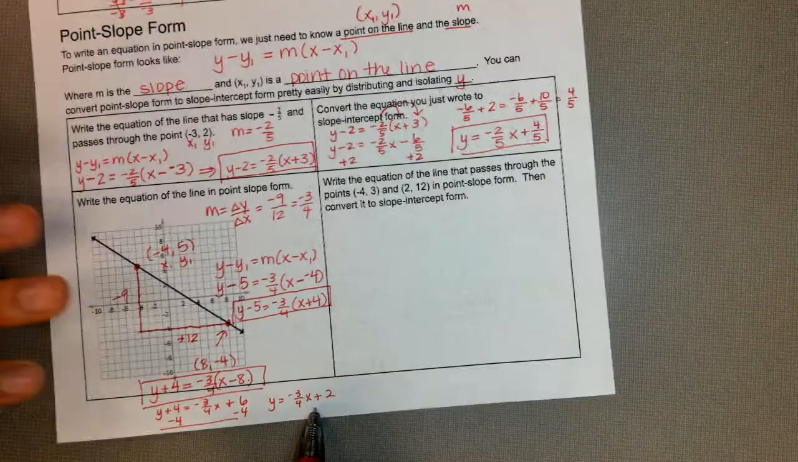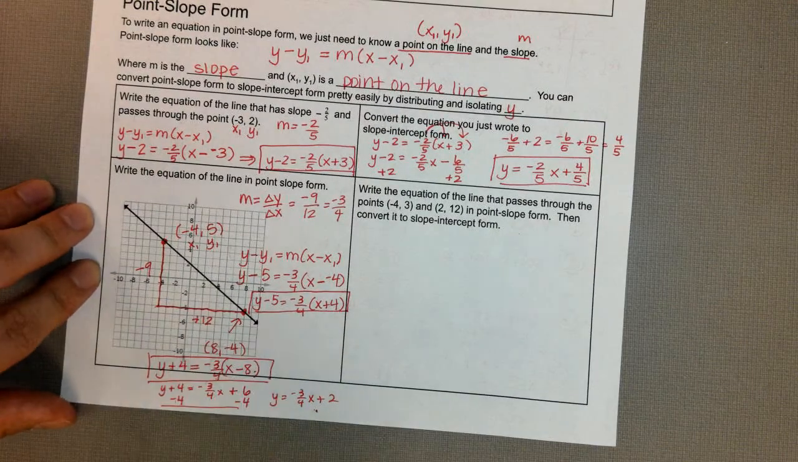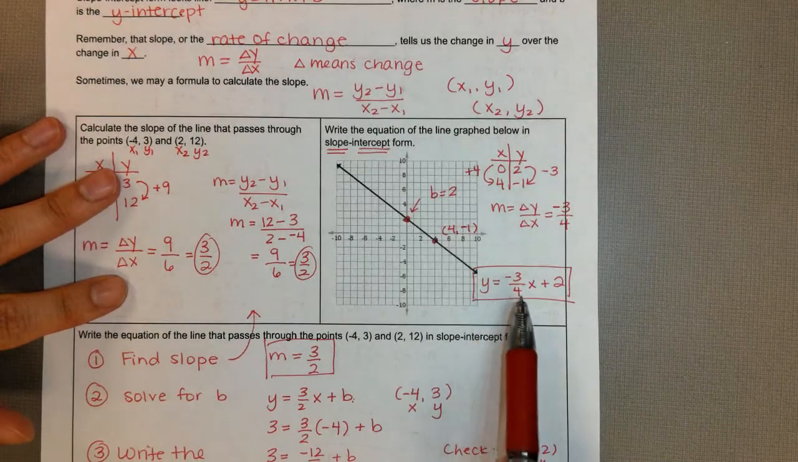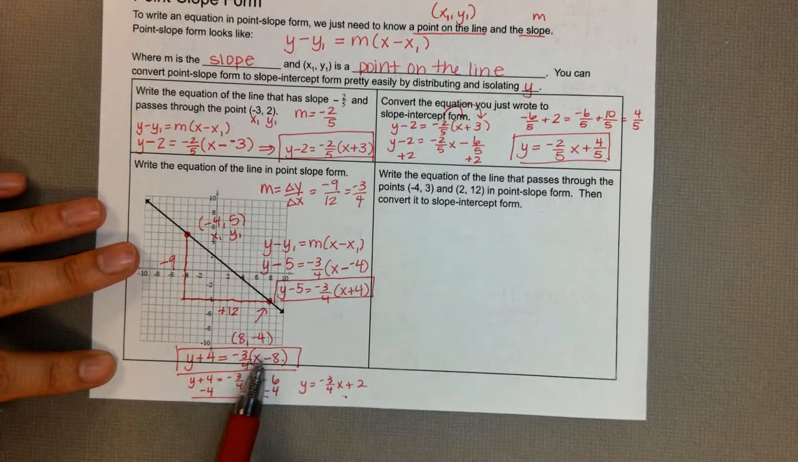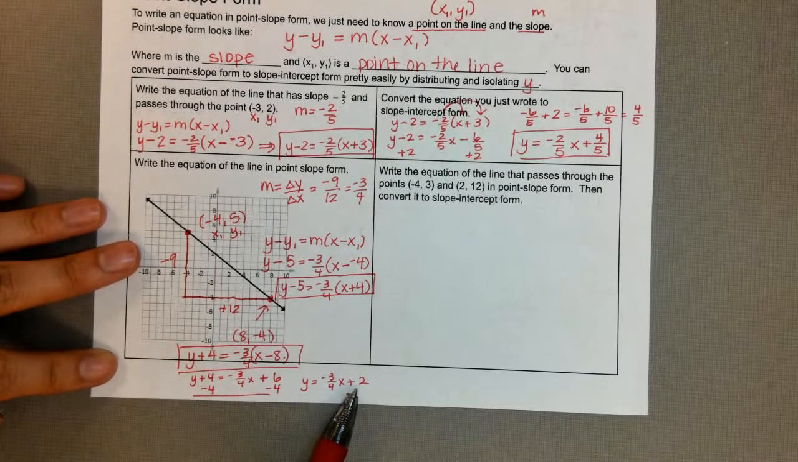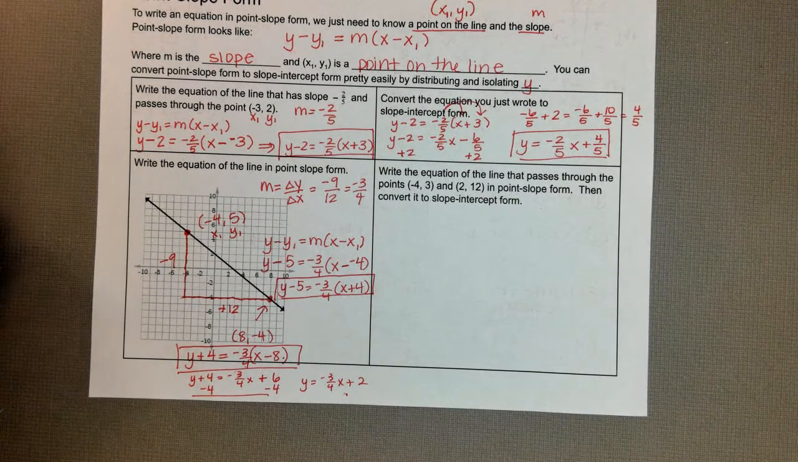Okay, and you might remember that we did this already. This is the same graph. Let's see if it looks the same. Oh, y equals negative 3 over 4 x plus 2. So this form still simplifies down to the same slope-intercept form.